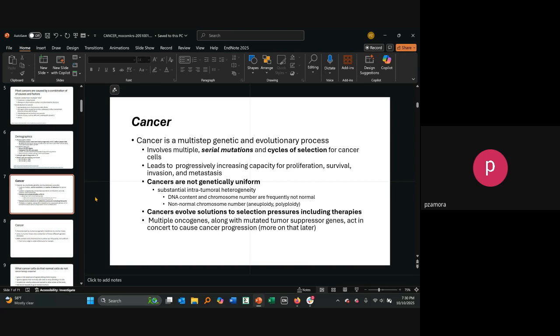There are multiple oncogenes and mutated tumor suppressor genes that act in concert to cause tumor progression. I'm going to talk much more about oncogenes and tumor suppressors and what they are. But the point I'm trying to drive at is that genes cooperate with each other. And it is via that cooperation frequently that the cells give rise not only to the tumor, but ultimately the metastases. It is the metastases that end up killing people.